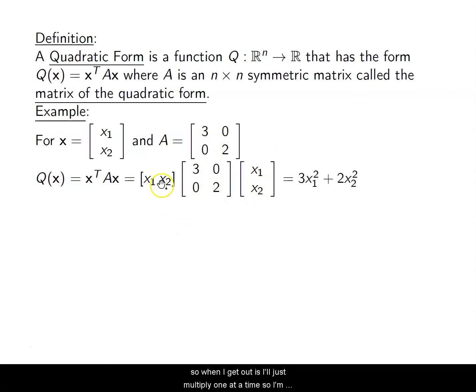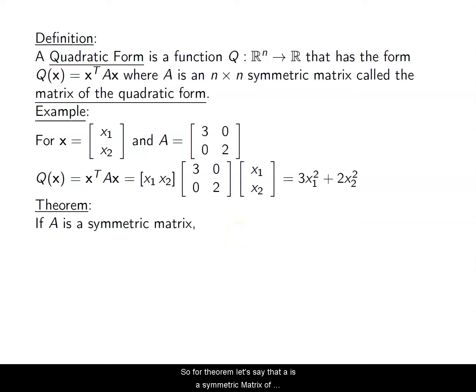So what I'll get out is I'll just multiply one at a time. I'll multiply these two and then that result times this, or I can go these two and then that result times that. It doesn't really matter. But I'll get 3x1 squared plus 2x2 squared, and that is my quadratic form. That's the formula I have for basically the polynomial form given by this matrix.